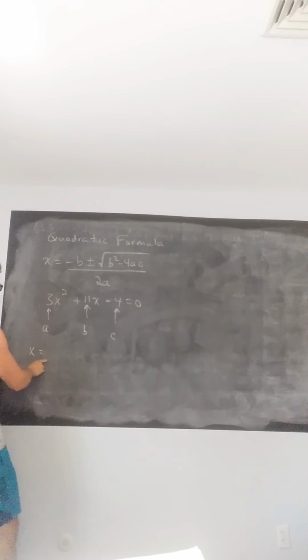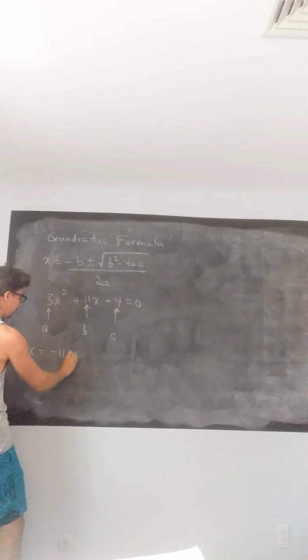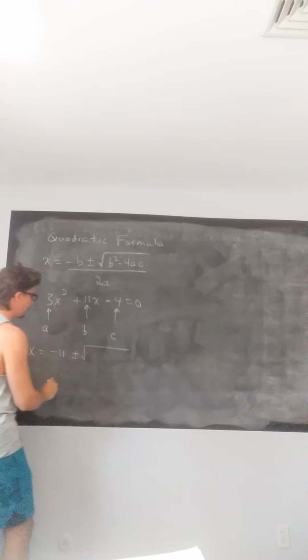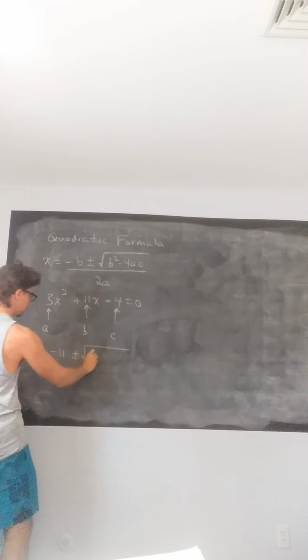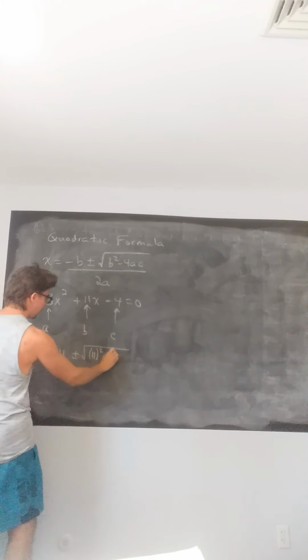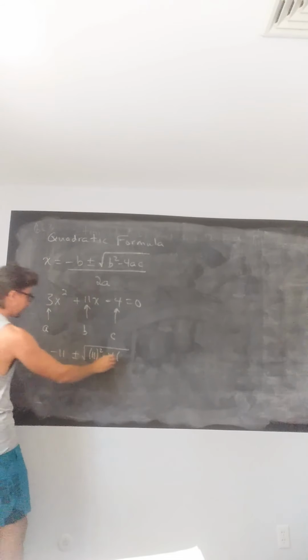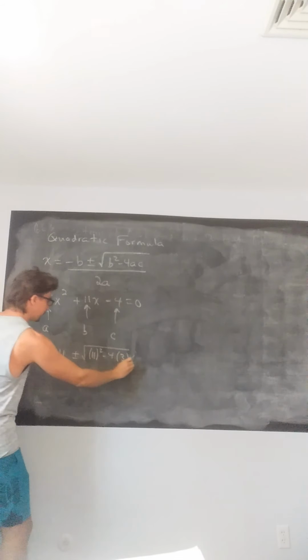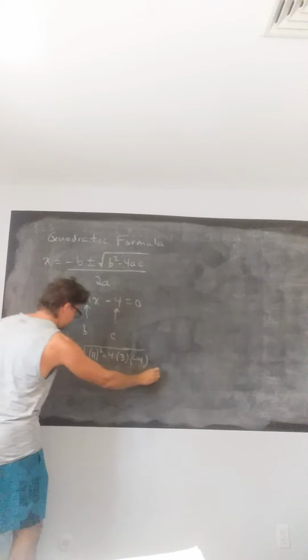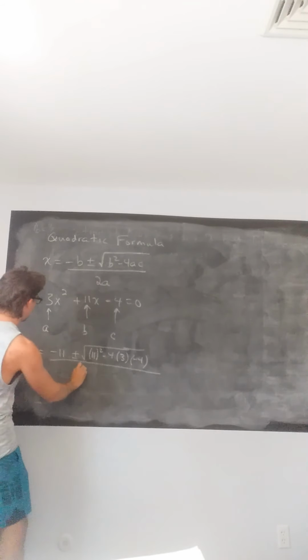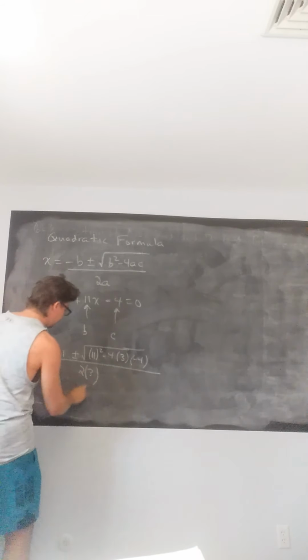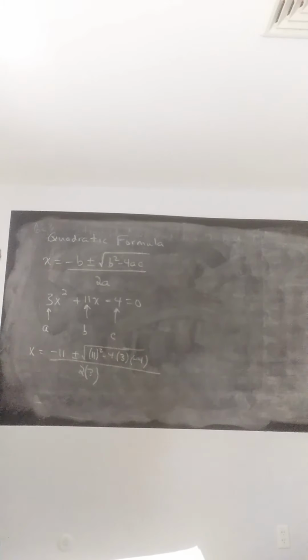So we have x equals negative 11 plus or minus the square root of b squared, so that's going to be 11 squared, minus 4 times a, which is 3, times c, which is negative 4, all divided by 2 times 3, because remember 3 stands for a. So that's the initial part, the setup, plugging into the formula, okay?